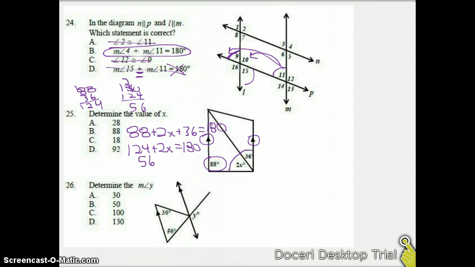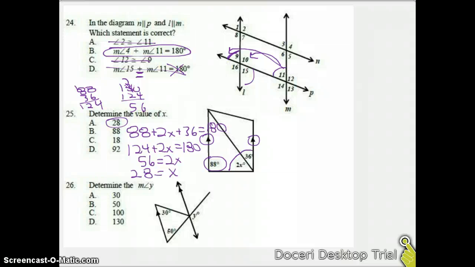We get 56 equals 2x. So x comes out to be 28. In number 26, we need to find angle y. Well, a few ways we could get to it.